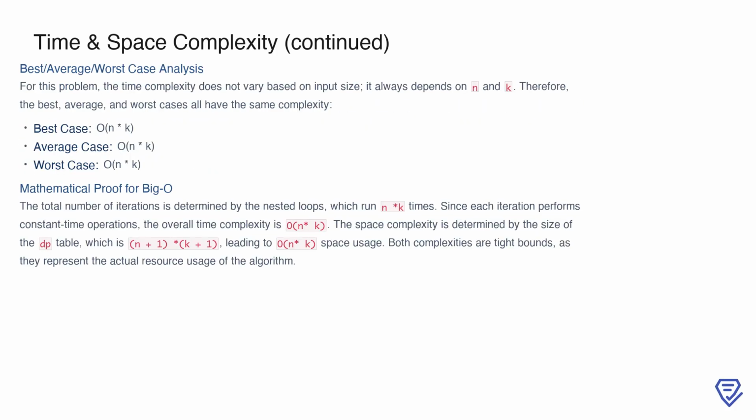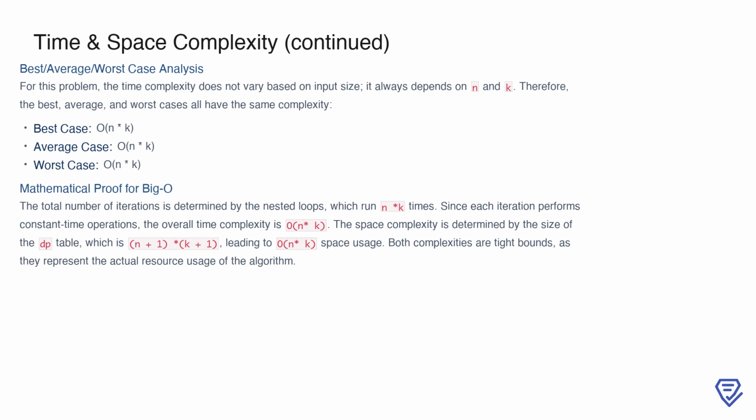Finally, let's consider the best, average, and worst-case scenarios for this algorithm. Unlike some algorithms where complexity can vary based on input characteristics, the time complexity here consistently depends on the values of n and k. This means that the best, average, and worst cases all have the same time complexity of O(n*k). To further validate this, we can look at the mathematical reasoning behind the big O notation.